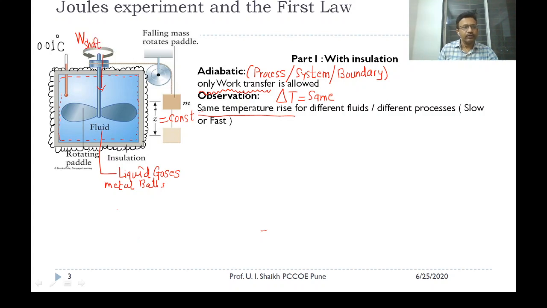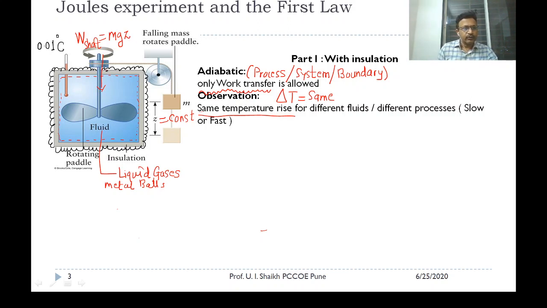And the magnitude of this shaft type of work transfer can be easily calculated because it is a consequence of drop of the weight through height z. So shaft type of work is equal to change in potential energy of the object, which is m into g into z.